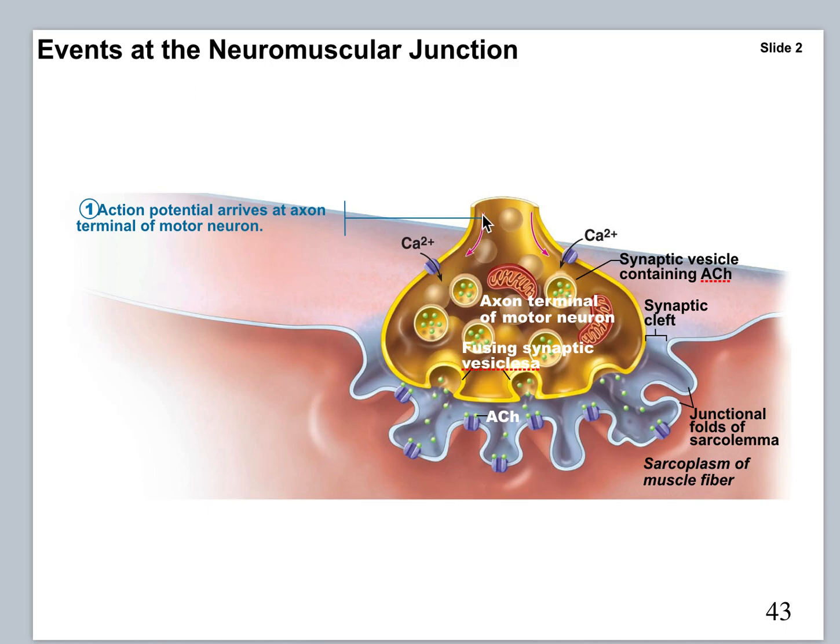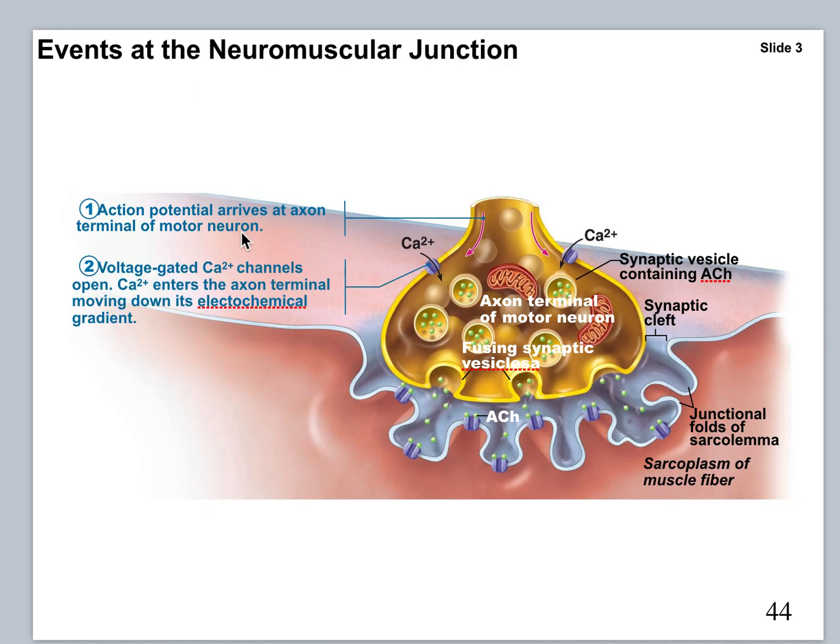An action potential comes down the nerve, and we'll talk about action potentials later, but just for now, take it on my word that the action potential comes down the nerve and activates calcium channels, which allows calcium to flow into the cells, just like we saw with the sodium going into cells. The calcium rushes into cells. So the action potential arrives at the axon terminal of the motor neuron. Voltage-gated calcium channels open. Calcium enters the axon terminal down its electrochemical gradient.